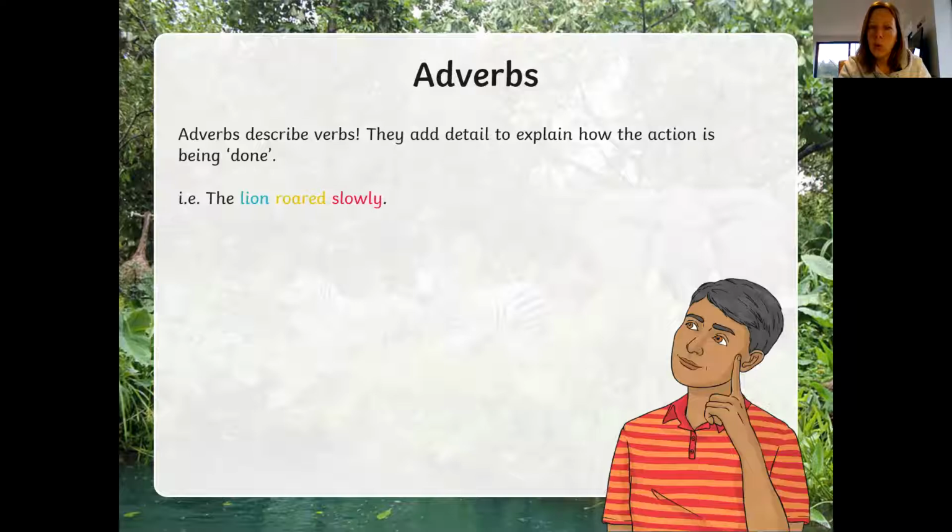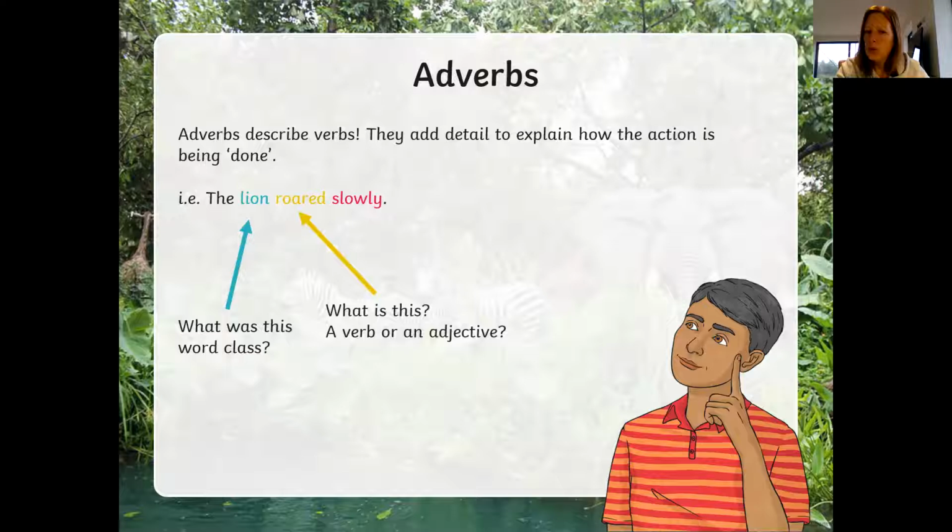Now, of course, with a verb, what makes it more interesting is if we use our adverbs. So remember, our adverbs describe our verbs. So they add that bit of extra detail to explain how the action is done. So an adjective describes our noun, it gives it a bit more detail, and an adverb works in the same way. It tells us a bit more detail about how our verb is actually done. So the lion roared slowly. So remember, our lion, that's going to be our noun.